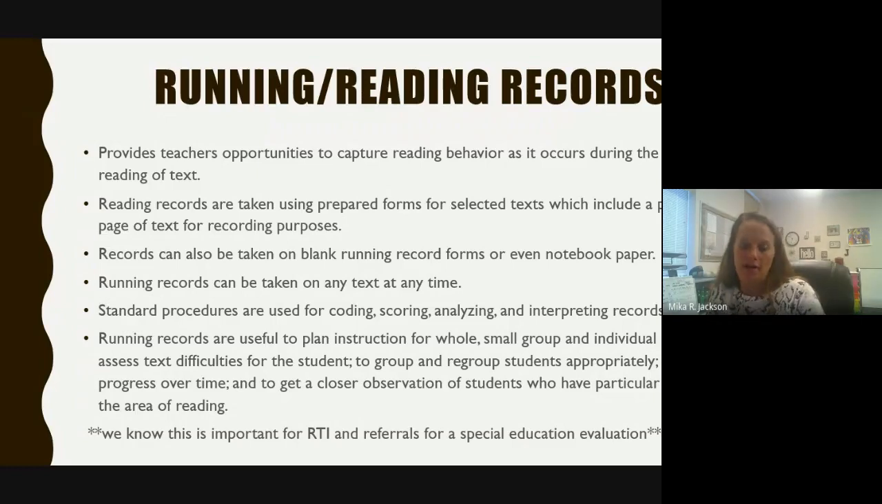Running records allow you to regroup students appropriately whenever you need to, whether it's 4 weeks later or after 6 weeks, however you want to do that. And it is a track record over time, so you get to see what happens with this student. And it gives you a closer observation of students who are having difficulty in particular areas.